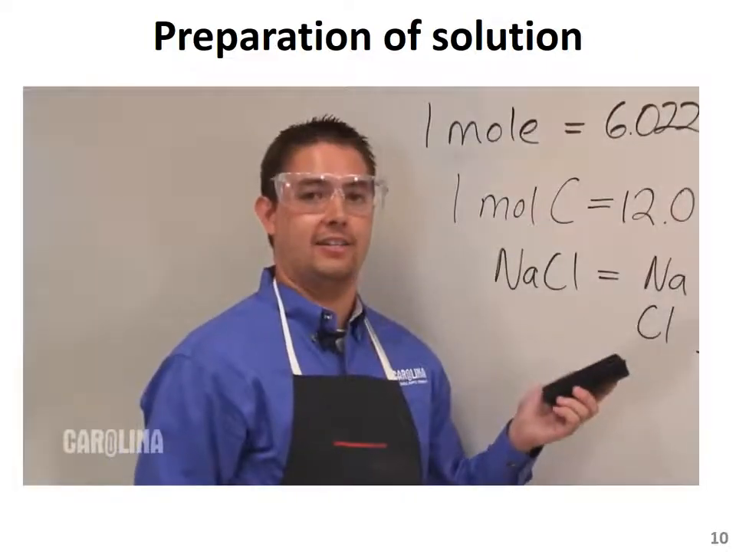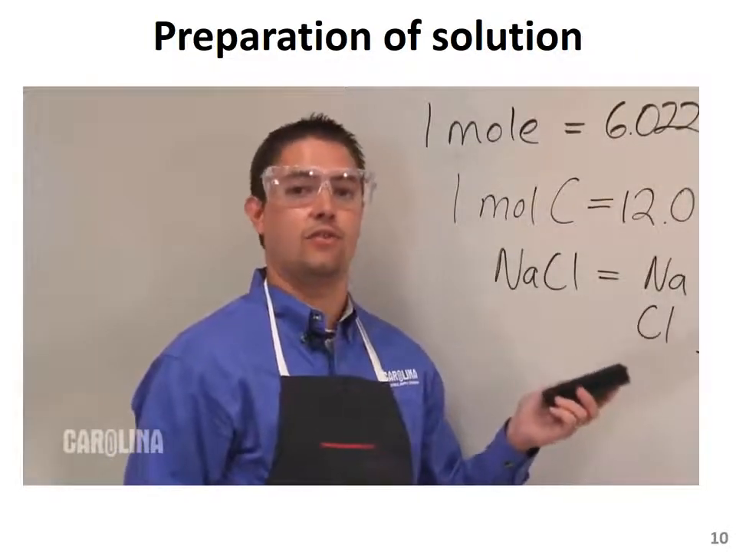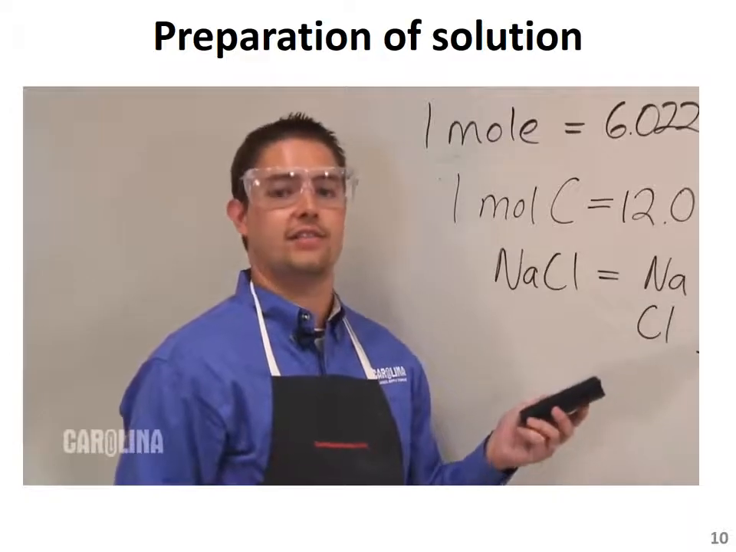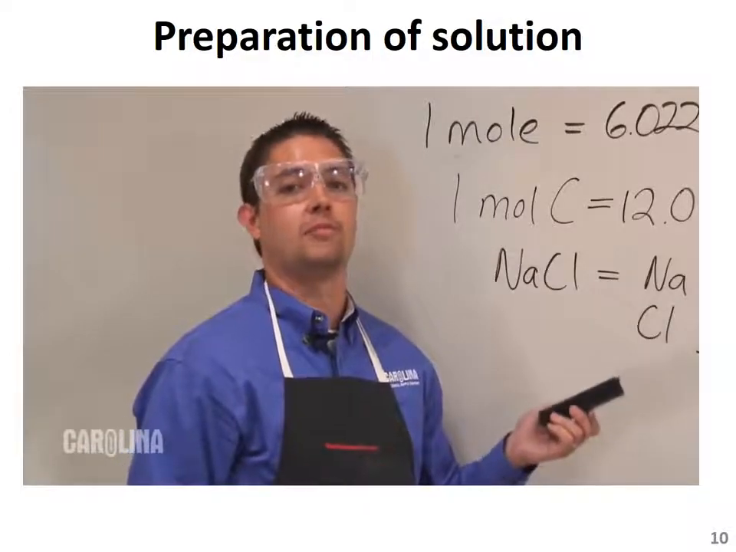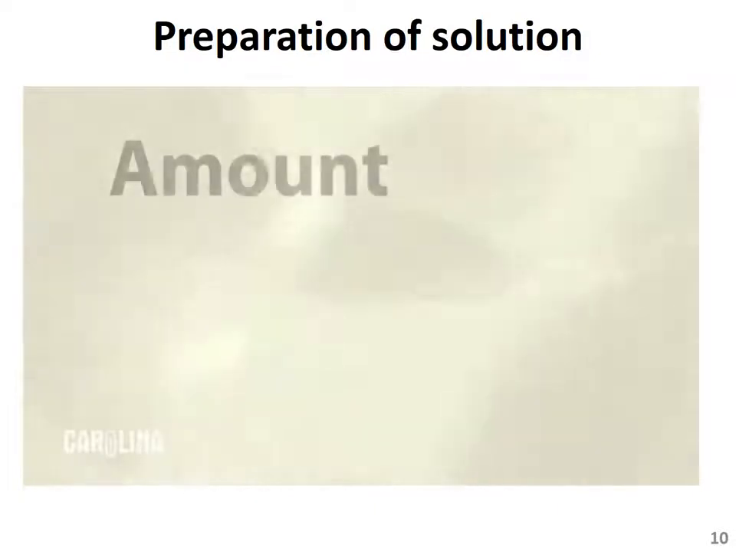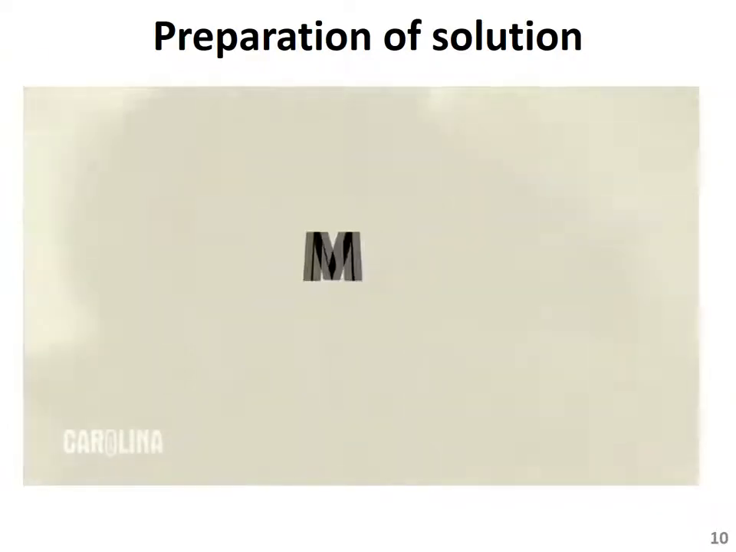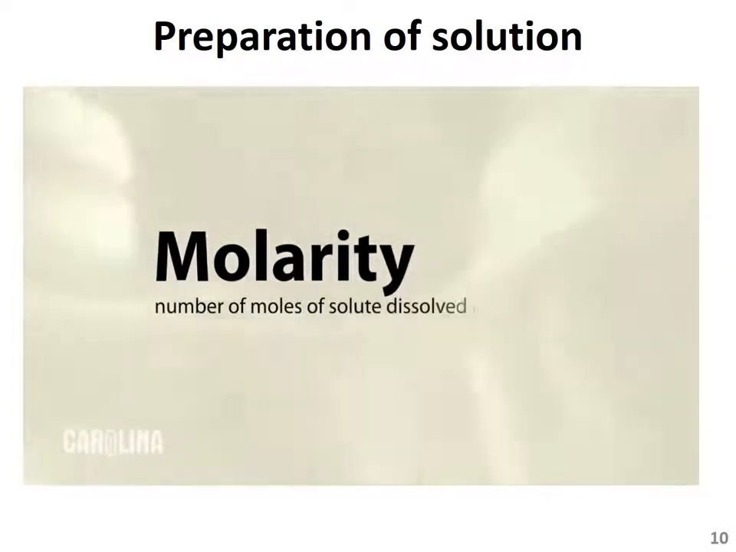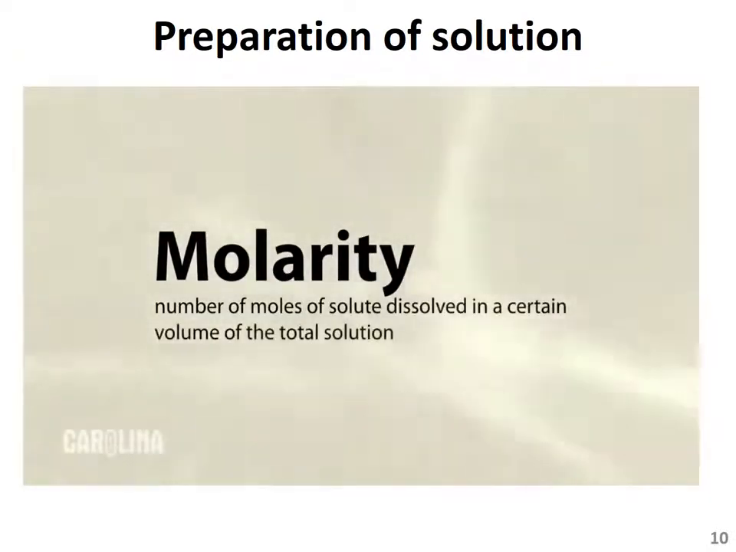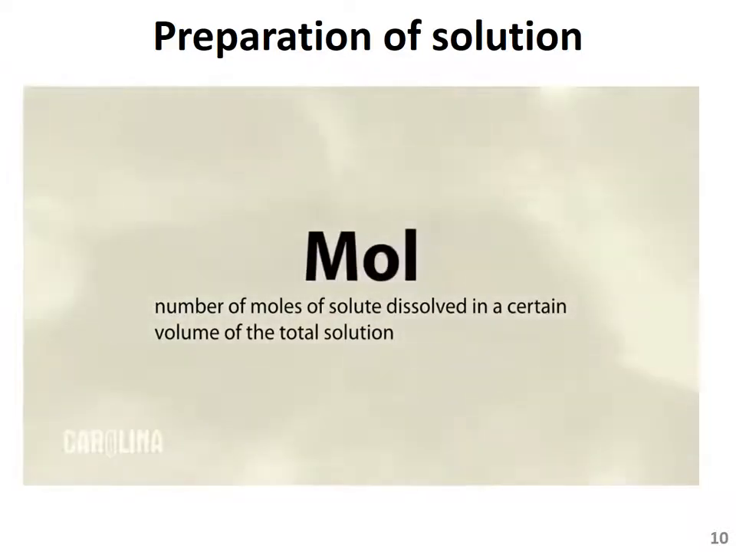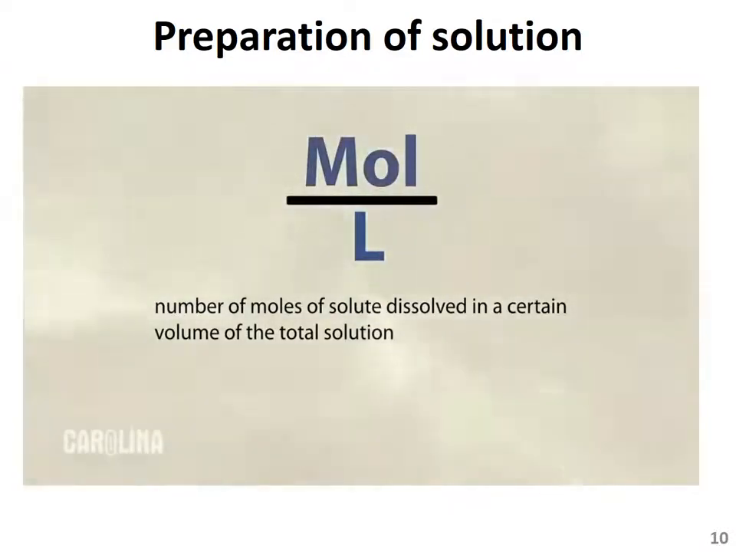This means of using mass to determine the amount of a substance is useful for pure chemicals, but in the case of solutions, we now have a mixture of multiple different substances. Therefore, we express amount as a concentration. The most common unit for concentration in chemistry is molarity, abbreviated capital M, which indicates the number of moles of solute dissolved in a certain volume of the total solution. This gives molarity derived units of moles per liter. It is very important to note that this is a volume of solution, not the volume of solvent.